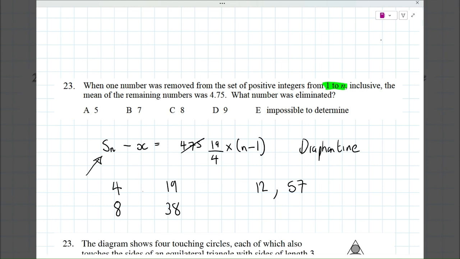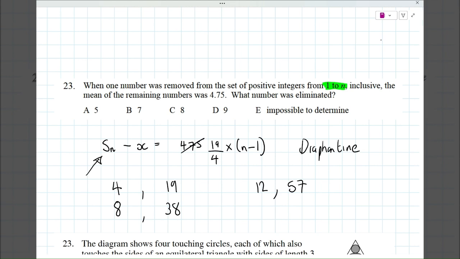And we can work on this basis to say, well, if it was 12 numbers, then that means we would have been summing 1 to 13. What is the sum of 1 to 13? Is there a way we can remove one of those numbers from the sum and end up with 57?